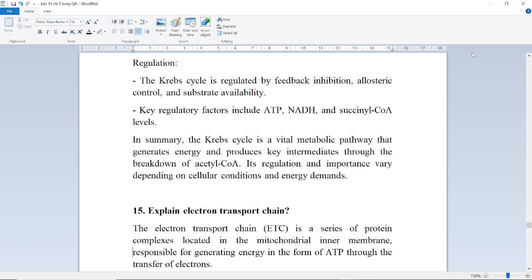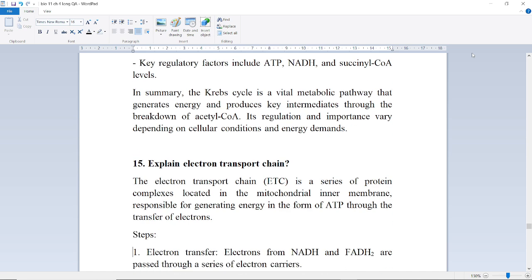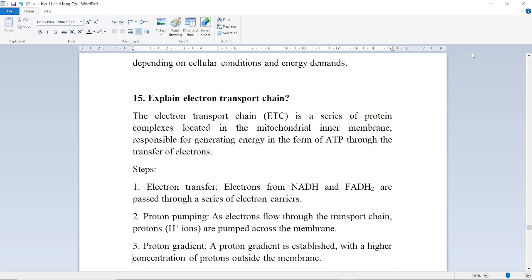Key regulatory factors include ATP, NADH, and succinyl CoA levels. In summary, the Krebs cycle is a vital metabolic pathway that generates energy and produces key intermediates through the breakdown of acetyl-CoA. Its regulation and importance vary depending on cellular conditions and energy demands.